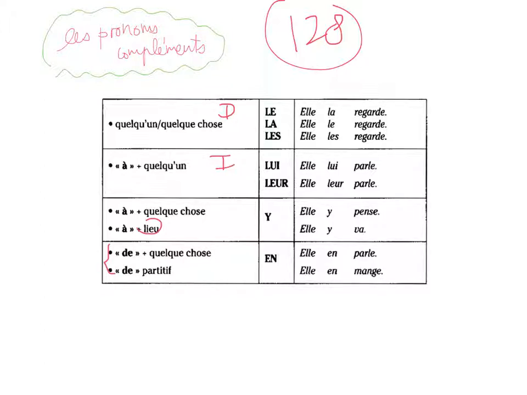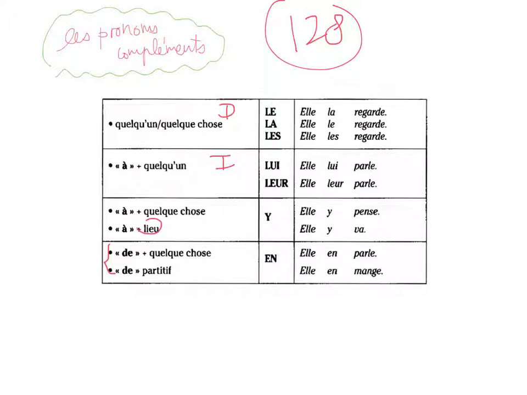Let's take a look at the first two. Pronom complément direct. So remember that in French, le, la, les, right? La if the word is feminine, le for masculine, elle la regarde, elle le regarde. This could be someone, this could be something, this could also be an animal. Elle les regarde is plural. This could be someone, this could be something, this could be animals, right? So le, la, les, no worries.